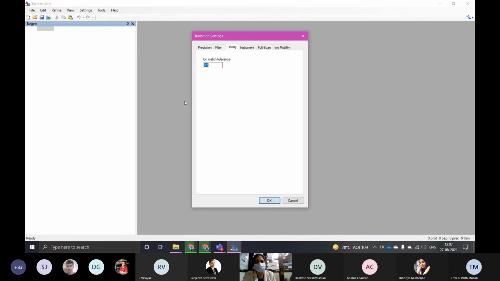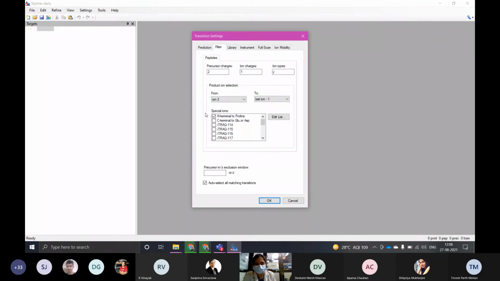Then in the transition settings, again, you are telling the software what kind of transitions you want from the particular protein or peptide you are inserting. So here we keep most of the things default. One thing to see again here is the filter settings. You can take precursor charges 2 and 3 or just 2 depending on how long your transition list is going to be. And the ion charges can be just 1, or 1 and 2. This depends on how you are doing the experiment and what you feel are the best parameters for you. We usually monitor Y ions only because they are more intense and better monitored. You can also monitor B ions if you are interested.